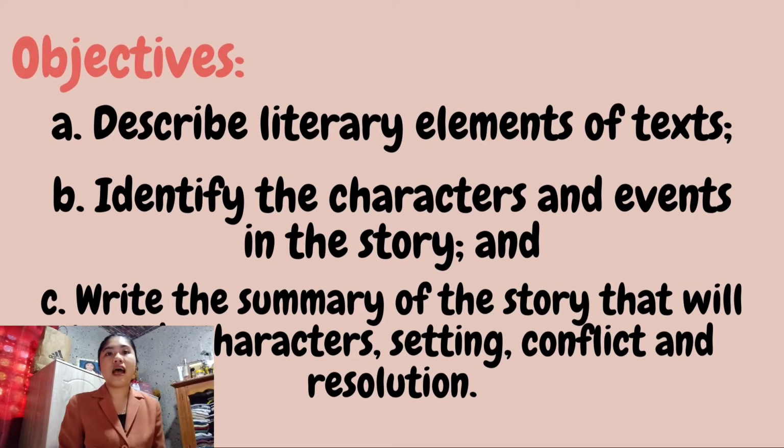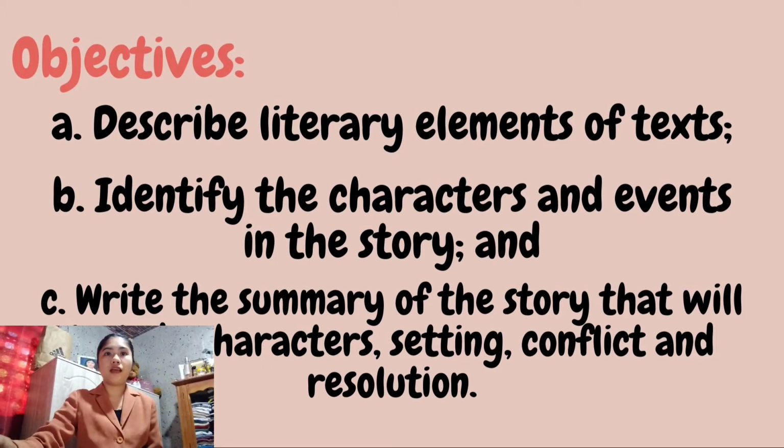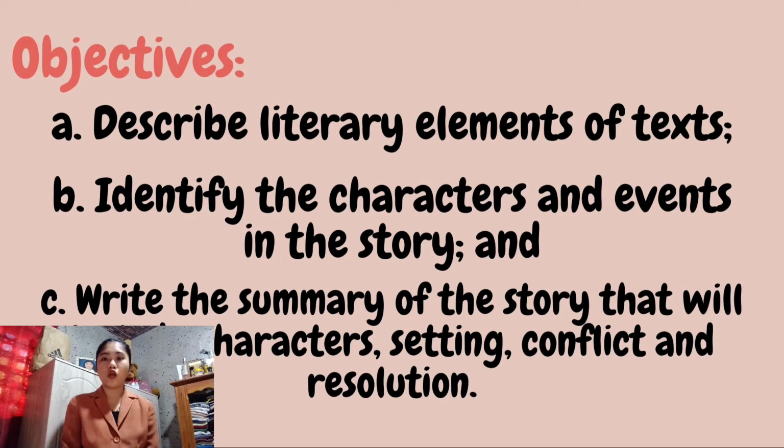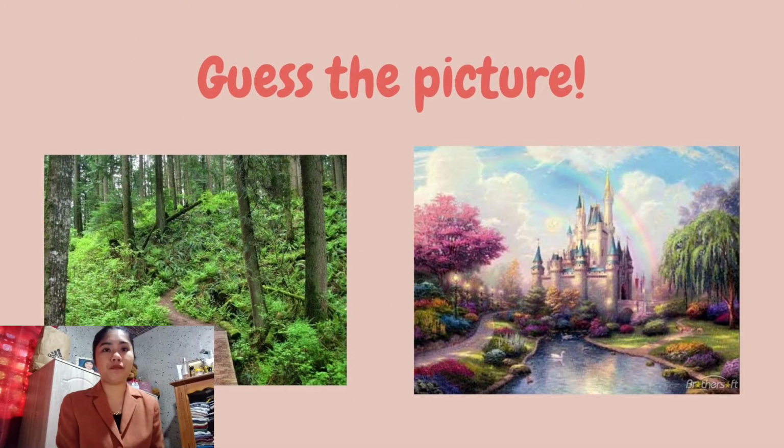The objectives. At the end of the lesson, students are expected to describe literary elements of text, identify the characters and events in the story, and write the summary of the story that will include characters, settings, conflict, and resolution. Now, but before that, we have a motivation first. We will guess the picture.